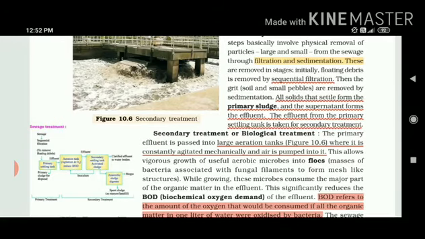I hope this topic is clear to you, and in the third video lecture I will start with secondary treatment, which is also known as biological treatment.